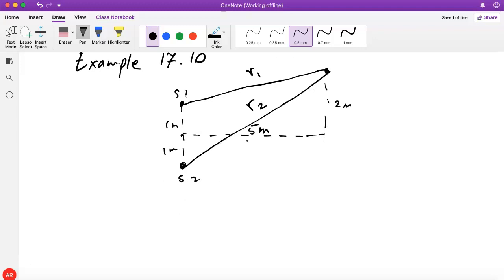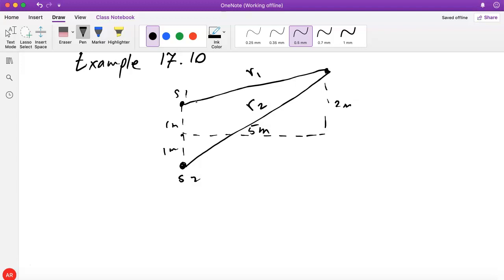Well, we're given a bunch of vertical and horizontal distances, right? So it seems it should be easy to make that distance the hypotenuse of some right triangle where we know the other sides, and then use the Pythagorean theorem to find that length.